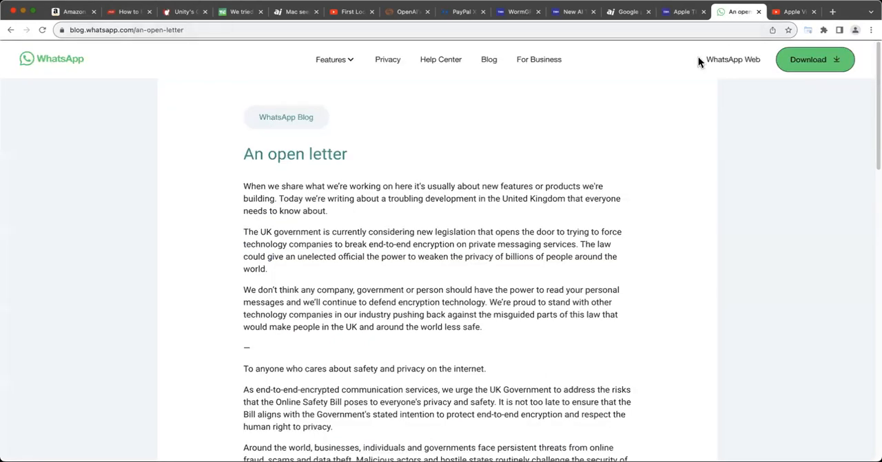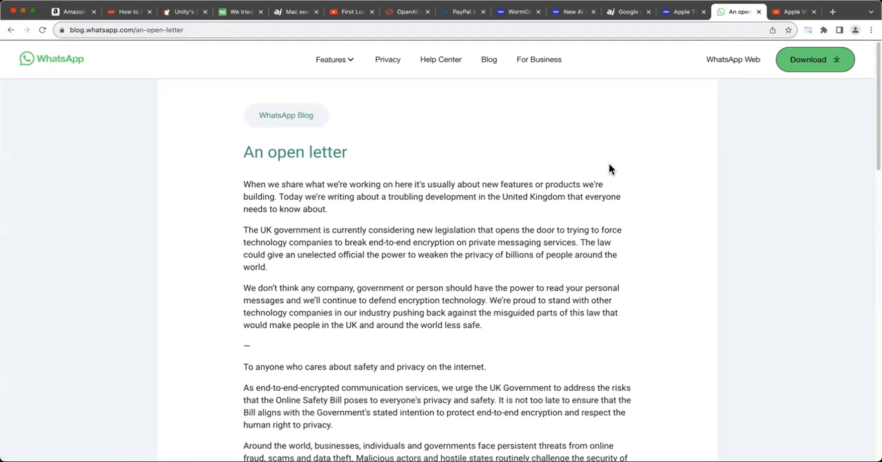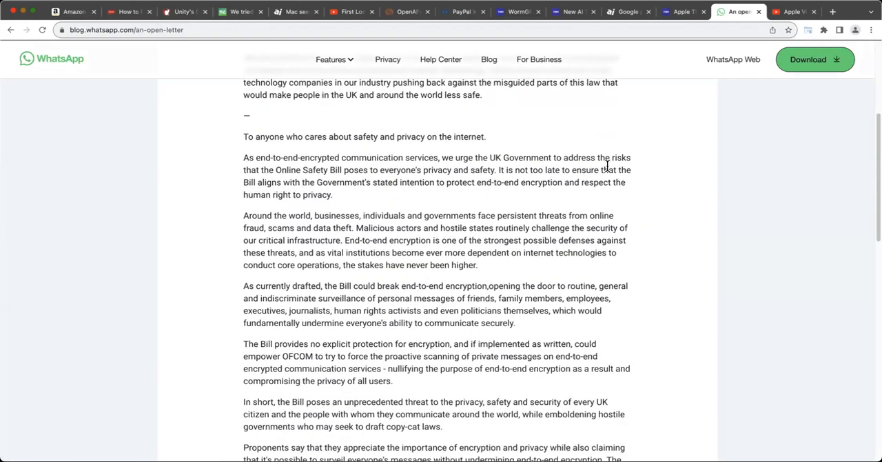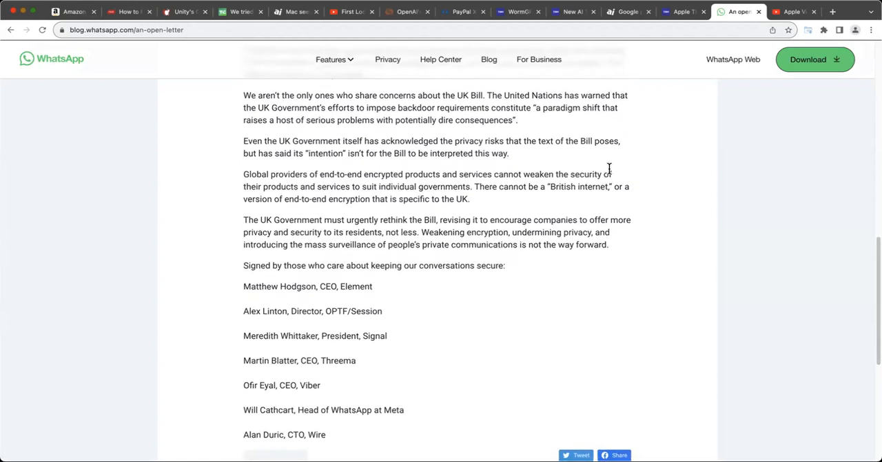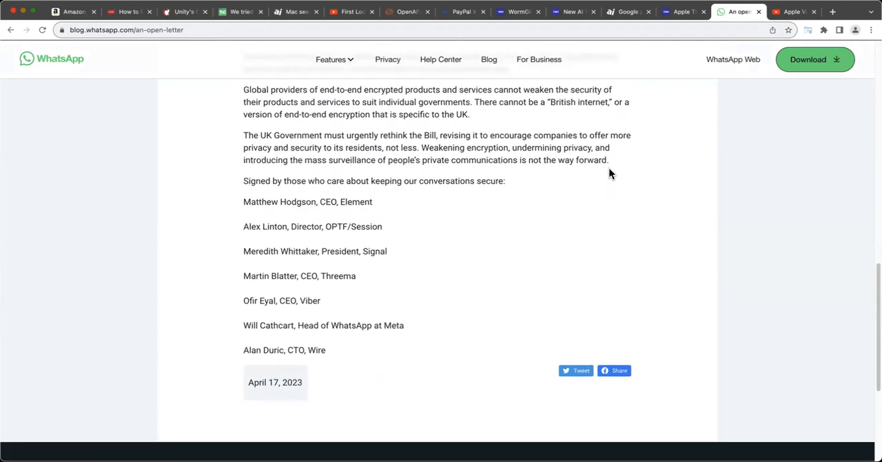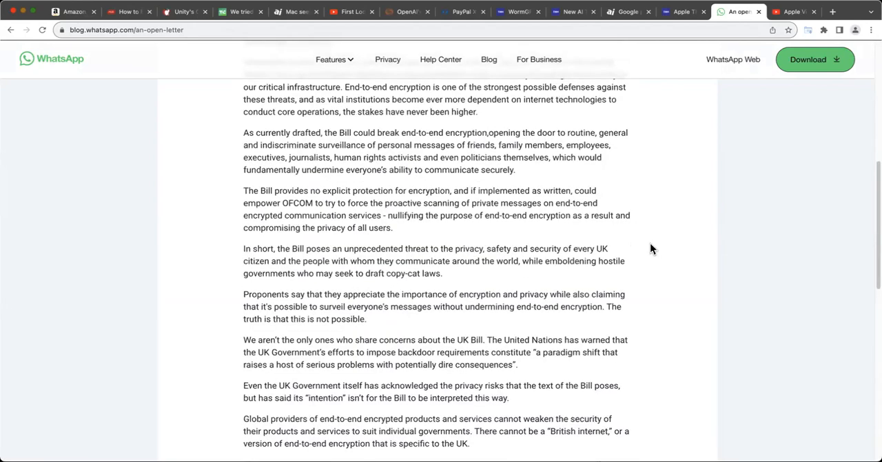And this is an OpenAI letter on WhatsApp about this. A lot of companies have gotten behind the idea of not wanting to be subject to all this kind of stuff. And so you can see a lot of signatories right here, including the head of WhatsApp at Meta.